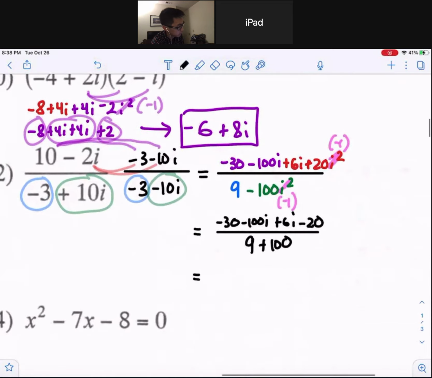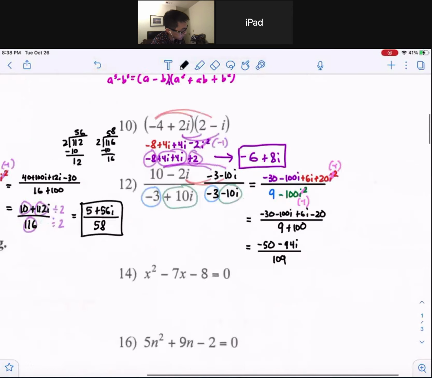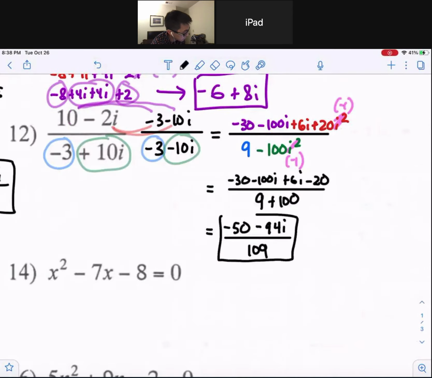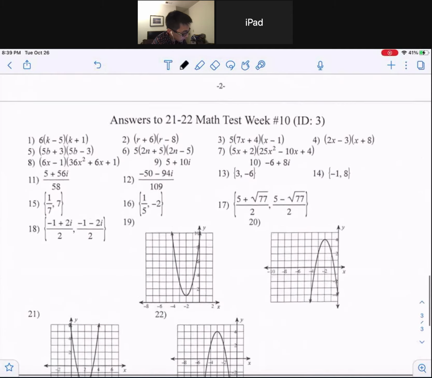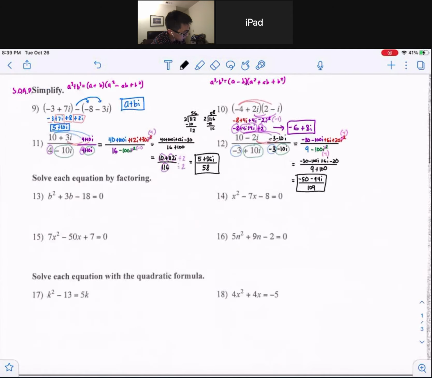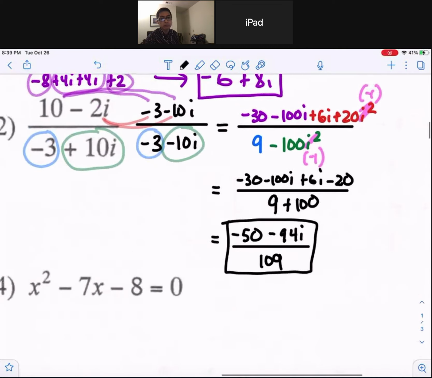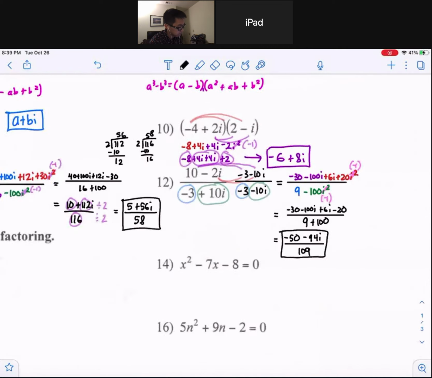So combine the terms up top. Negative 30 minus 20, that's negative 50. Negative 100 plus 6i, you guys, that is negative 94i. All over 109. I think that's the answer, but I want to make sure. Yeah, 109. Yep, we got it right. Negative 50 minus 94i all over 109.